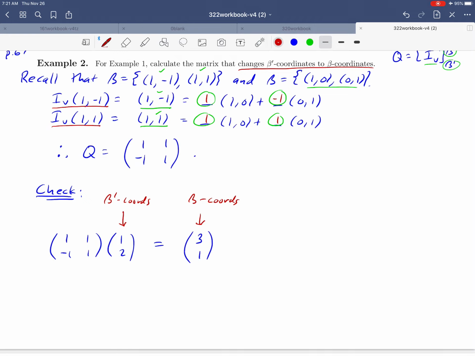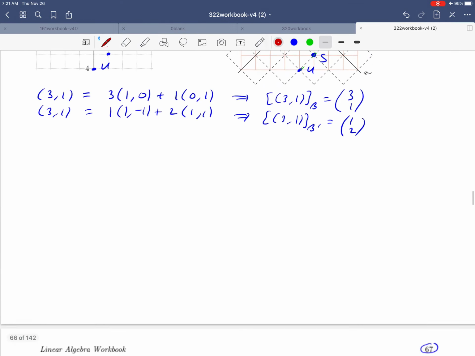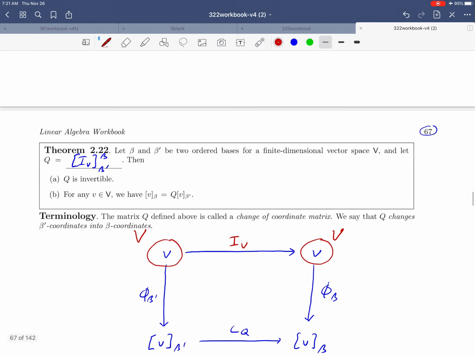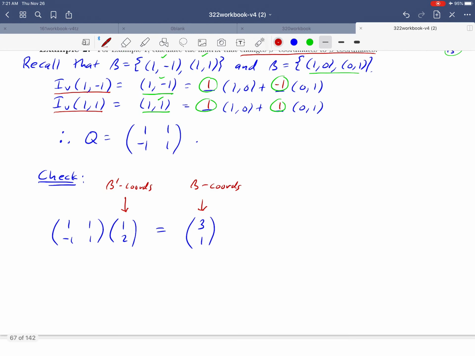Let's look back at the table in example 1 and see if we can confirm that calculation. I'm going to scroll back on you here. Remember those two vectors, (1, 2) and (3, 1). Notice right here, we started with (1, 2), those were our beta prime coordinates, and we ended up with (3, 1), those were our beta coordinates. So that first column in our table confirms the calculation that we just did.